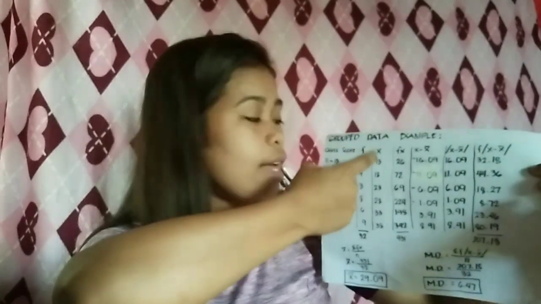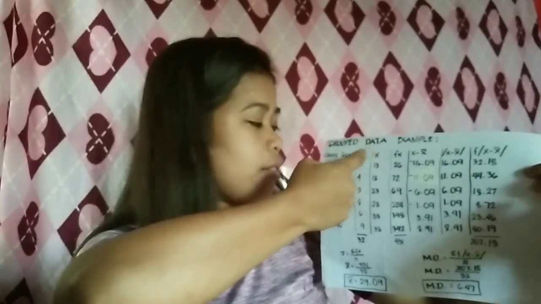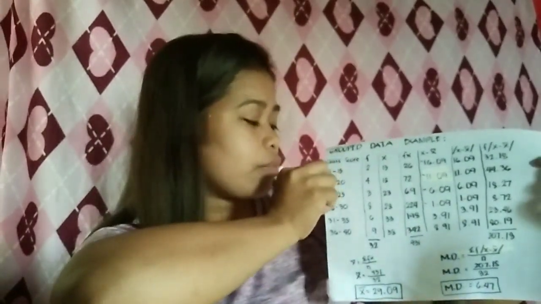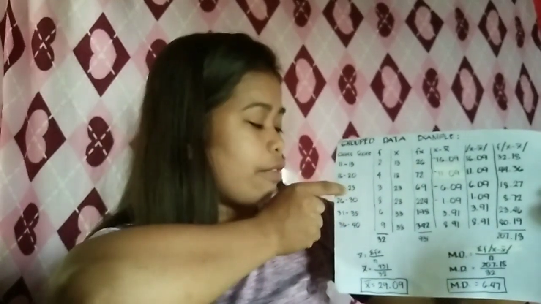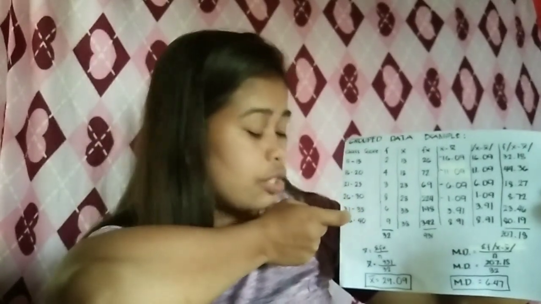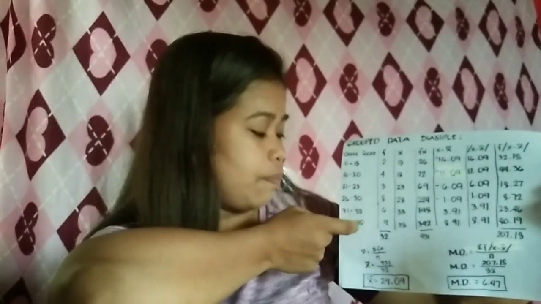Next step is x. The x is the middle point of each class, the midpoint of the class interval. The midpoint of 11 to 15 is 13. Our x is 13. For 16 to 20, the midpoint is 18. For 21 to 25, the midpoint is 23. 26 to 30 is 28. 31 to 35 is 33. 36 to 40 is 38.